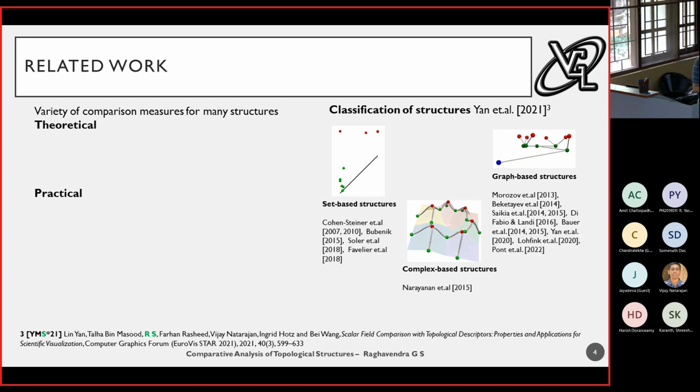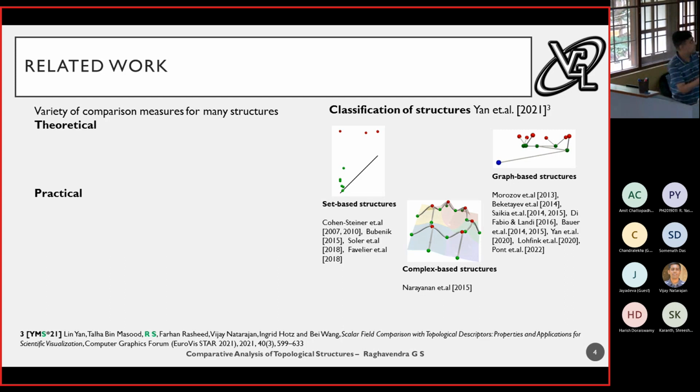So as I said, lots of work has been done in comparing. The first comparison measure which was defined was by Cohen-Steiner and others in 2007, which is called the bottleneck distance, which compares two persistence diagrams. Further, there has been a lot of work in comparing persistence diagrams, and then there are works which compare other topological structures like merge trees, as I have listed in the graph-based structures. And in terms of the complex-based structures, we have only one work, which is by Narayanan and others, which gives the comparison between complete extremum graphs.